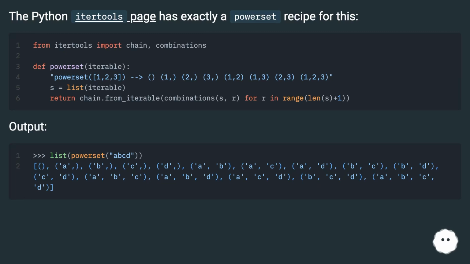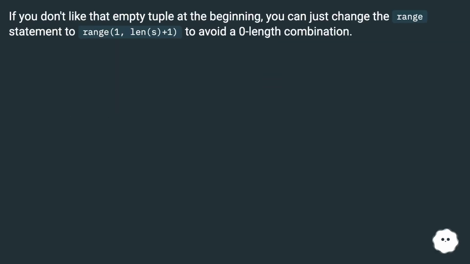Output. If you don't like that empty tuple at the beginning, you can just change the range statement to range(1, len(s)+1) to avoid a zero length combination.